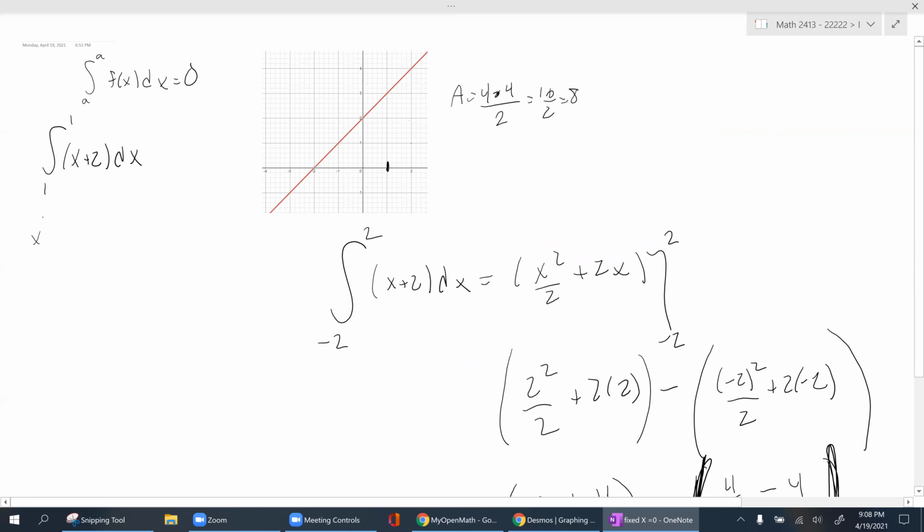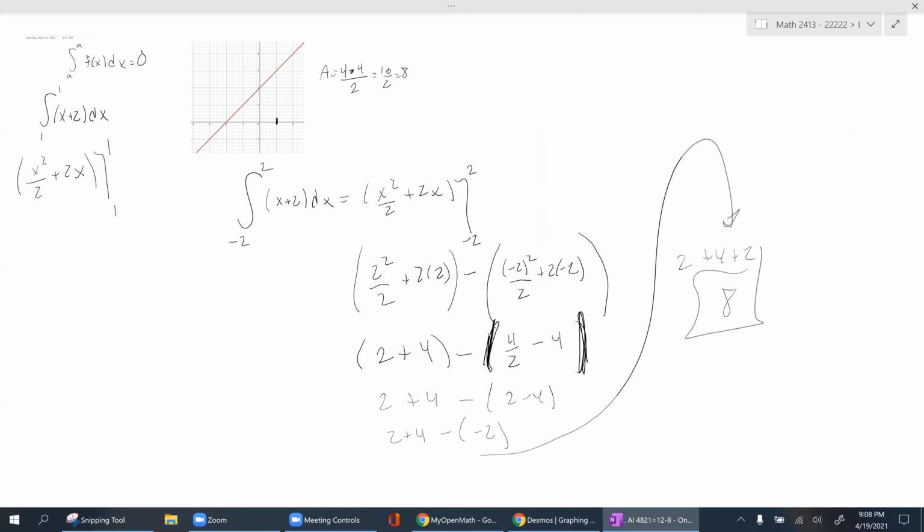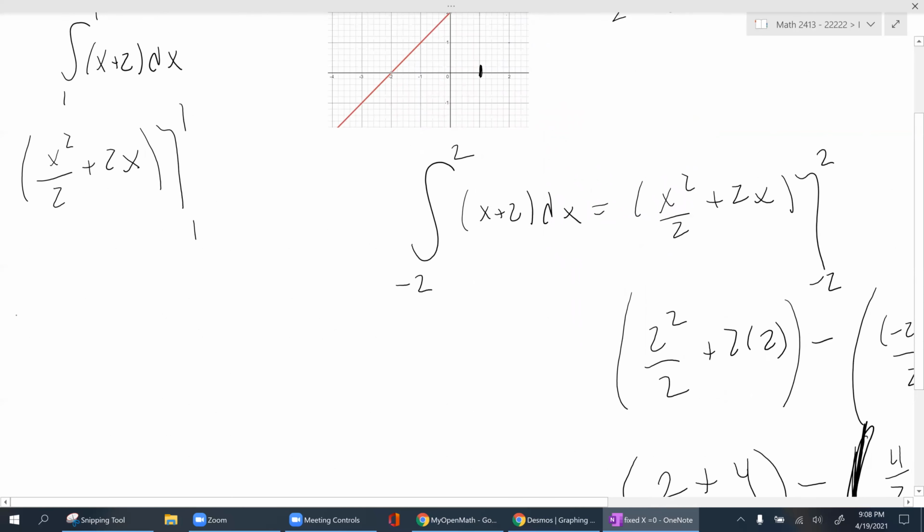I know that this is x squared over 2 plus 2x, bounded between 1 and 1, all right? This here gives me 1 squared over 2 plus 2 times 1 minus... you're already seeing it, right? These are the exact same things. Why are you writing it? Because I want to show you why, all right?